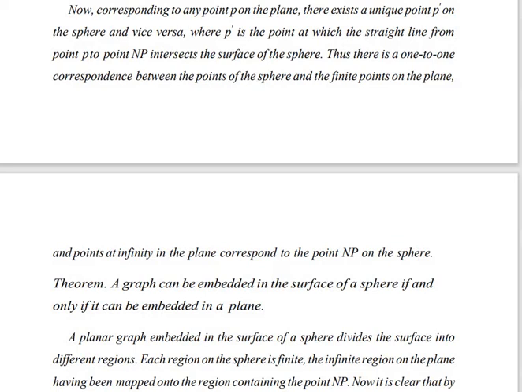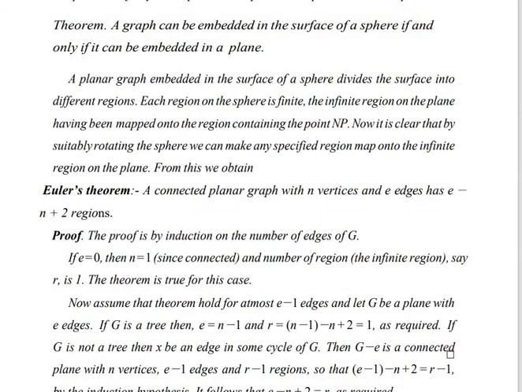Next is a theorem which states that a graph can be embedded in the surface of a sphere if and only if it can be embedded in a plane. A planar graph embedded in the surface of a sphere divides the surface into different regions. Each region on the sphere is finite, the infinite region on the plane having been mapped onto the region containing the point NP. Now it is clear that by suitably rotating the sphere, we can make any specified region map onto the infinite region on the plane.